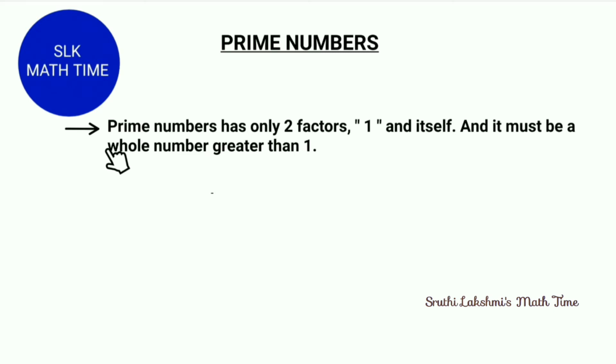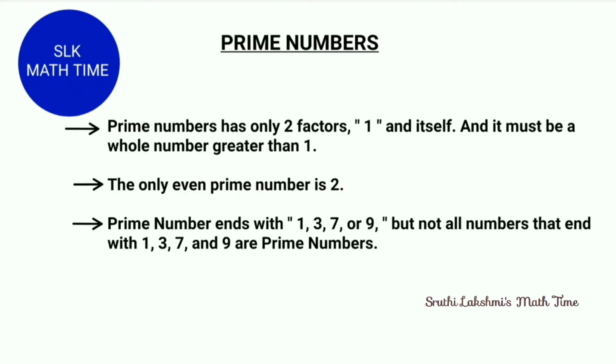So here it says whole number. A decimal or a fraction number can't be a prime number. Also, the only even prime number is 2. A prime number always ends with 1, 3, 7 or 9. But that doesn't mean that all numbers that end in 1, 3, 7 and 9 are prime numbers.